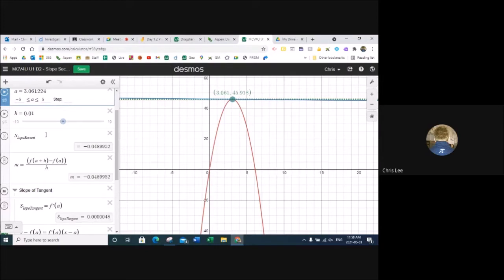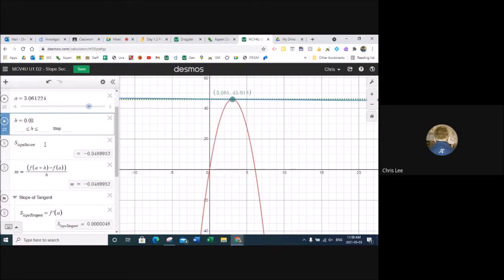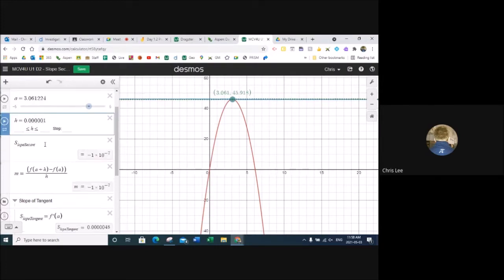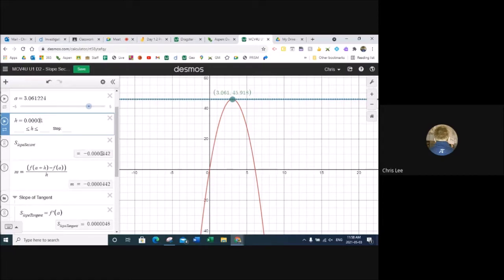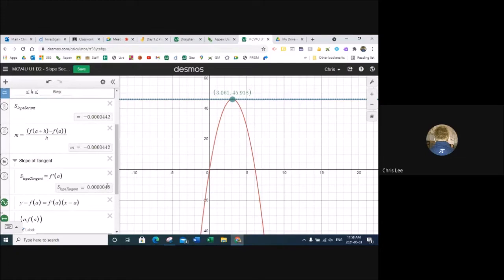0.0048. There's the tangent. So if I shrink this, I should get closer and closer to that number. Oh, too far. There we go. 0.0044. The actual slope of the tangent is 0.000048. Okay, so I think it's safe to say we're getting really, really close to 0, which means we're getting really, really close to the top of this function.